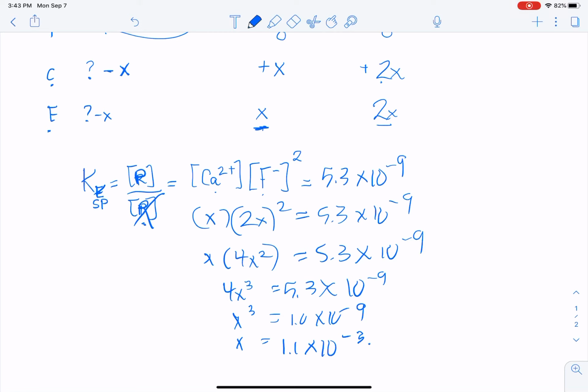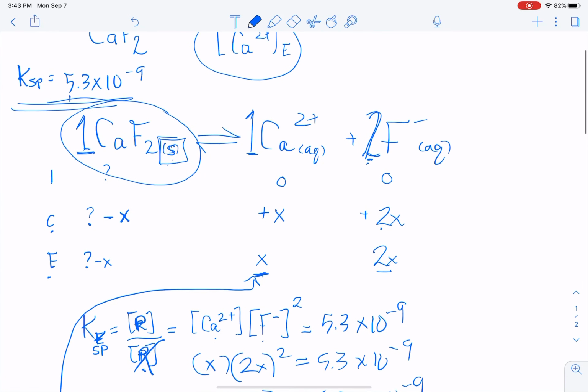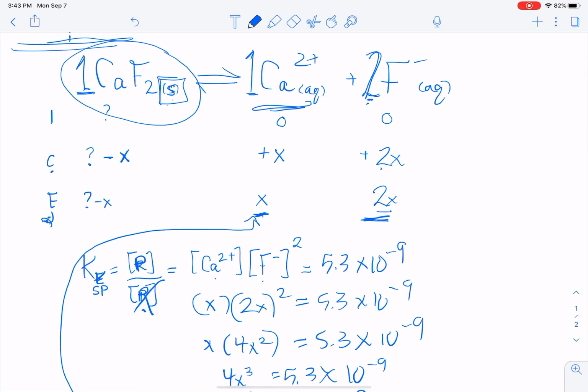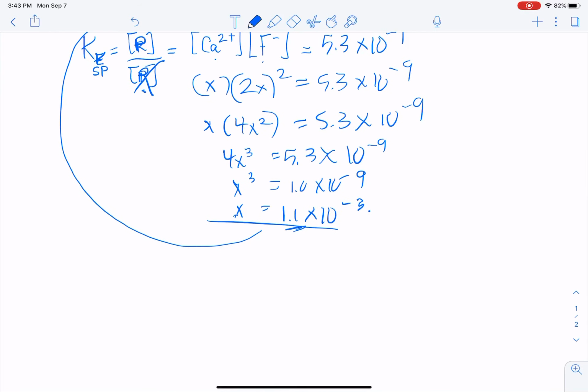Now, once I get to this point, it turns out for us in this question, that's actually what we were asked for. So this would be the concentration of calcium ion at equilibrium. But you just have to be careful. Sometimes what you're being asked for is perhaps the equilibrium concentration of the other ion, which does not equal x. So often you solve for x, and then you might use it to find the value of fluorine at equilibrium. Okay, so that's a very common KSP type question, and I hope that helps.